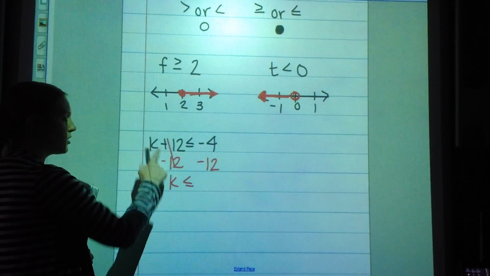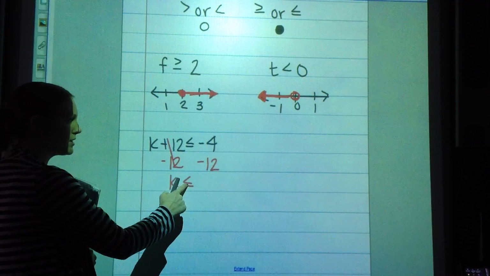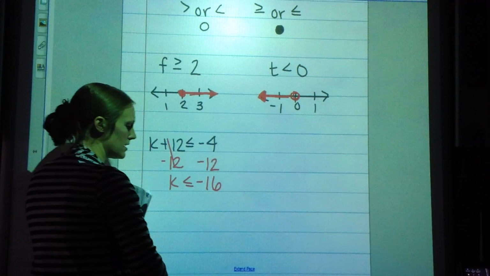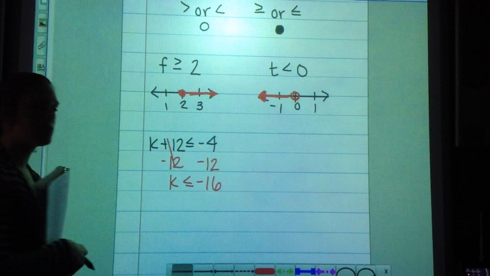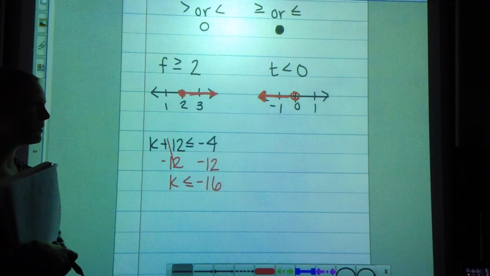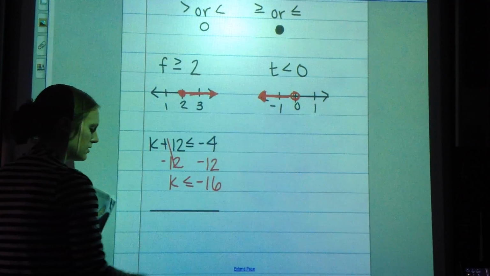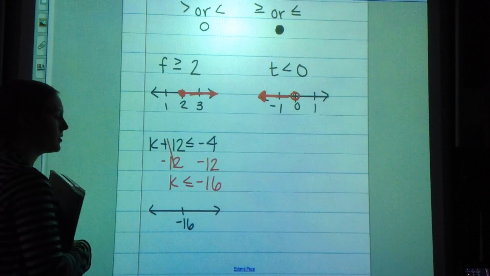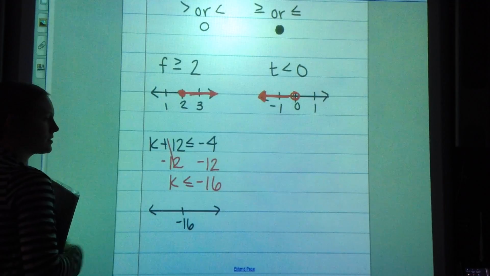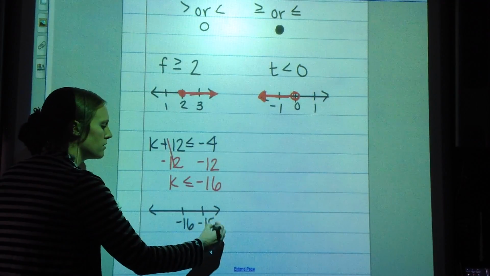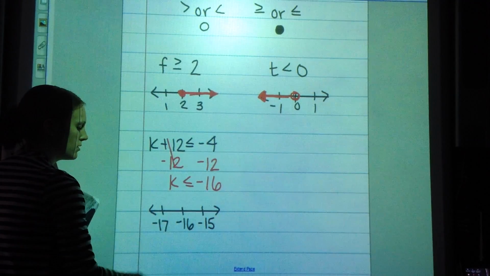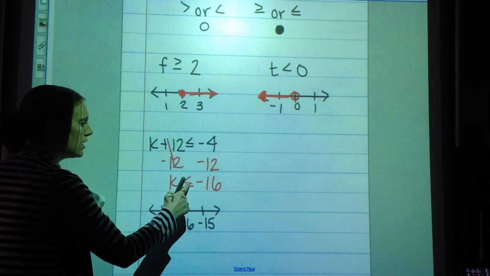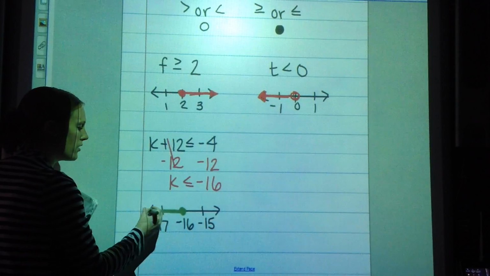So on the left side of the inequality, I have a k. I drop the inequality symbol. Here I have same sign sum. I get negative 16. After you solve your inequality, you are going to graph it to represent your answers. So on my number line, I'm going to use the number that I got for my answer, one number higher and one number lower. My answer is less than or equal to, so it's closed, and it's less than, so I want smaller numbers.